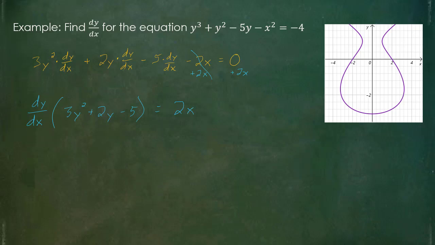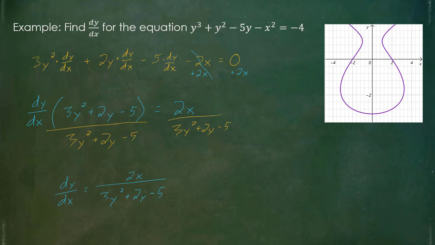So to get dy over dx by itself now, I just divide by the parentheses, so 3y squared plus 2y minus 5. And as long as I do it on both sides, everything's fine. It balances out. Notice now I have my derivative equation, dy over dx, all by its lonesome, being equal to that expression, 2x over 3y squared plus 2y minus 5.